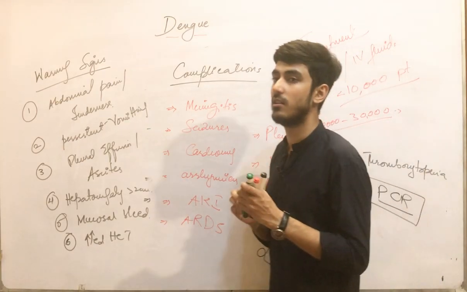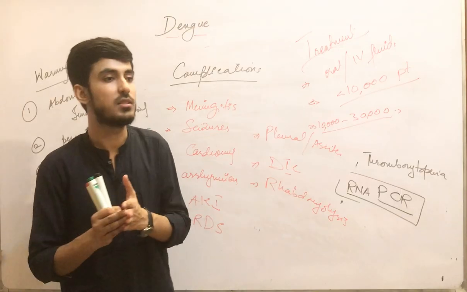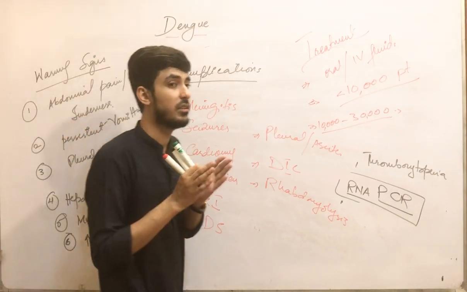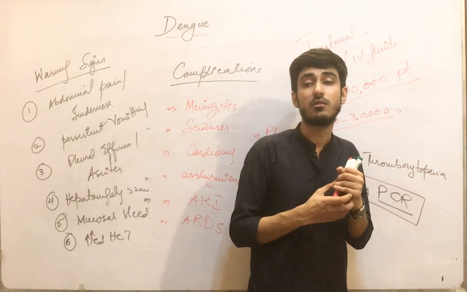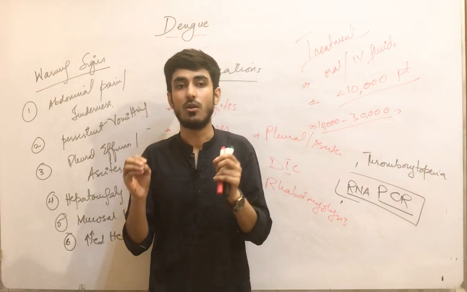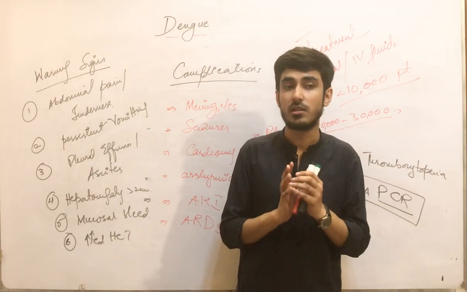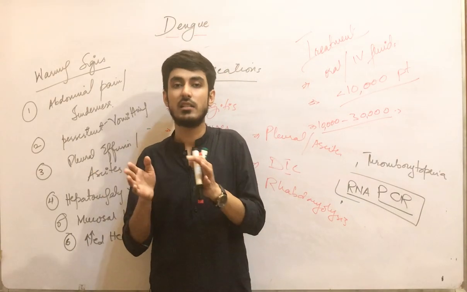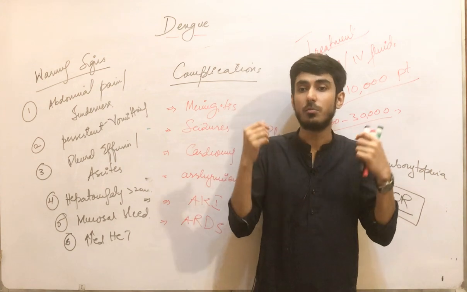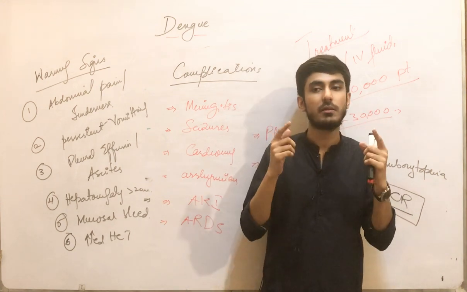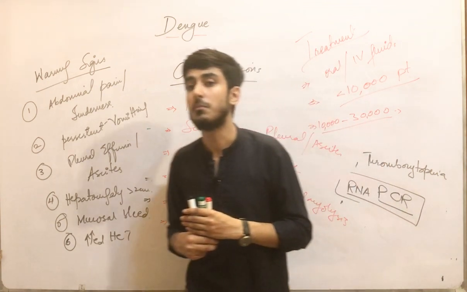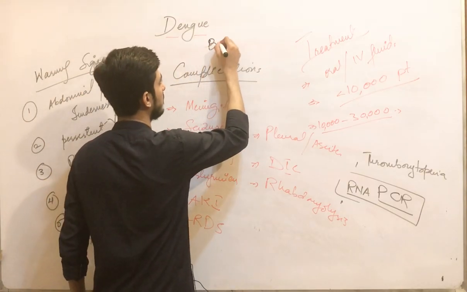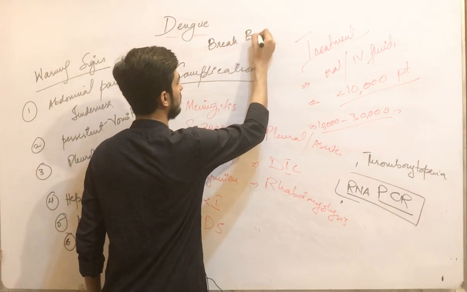So in dengue we studied the introduction and the clinical features. In the clinical features, I told you the patient will have severe whole body pain. The patient will be complaining of very severe body pain. Arthralgia and myalgia will also be there, but severe whole body pain will be there. Retroorbital pain will also be there. So that is also called breakbone fever.